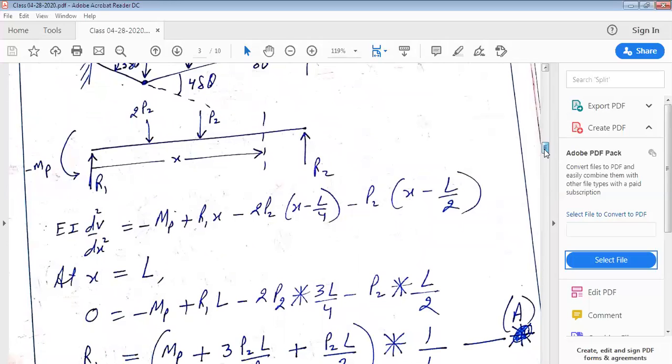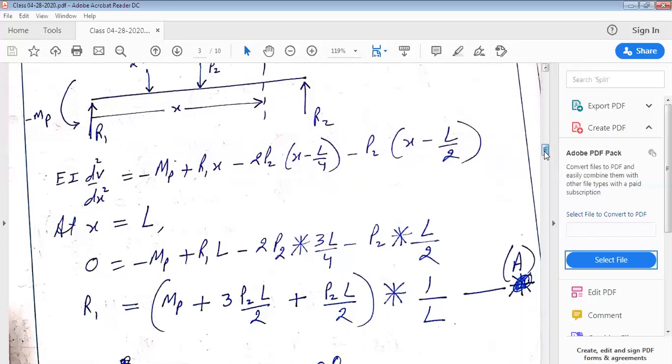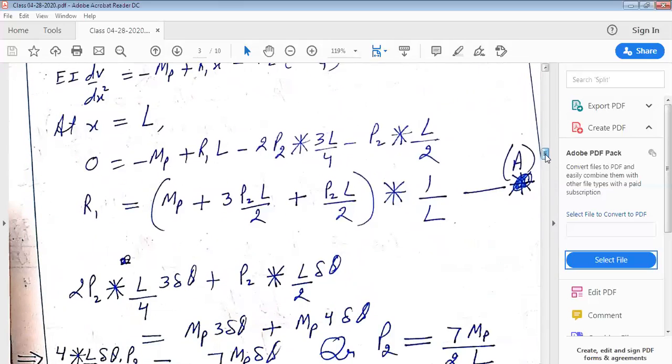Now we argue that at x equal to L, the moment has to be 0. That gives us R1 equal to bracket start Mp plus 3P2 L by 2 plus P2 L by 2 bracket close into 1 divided by L. So let us call this equation A.